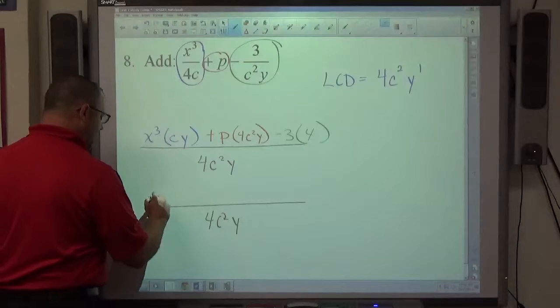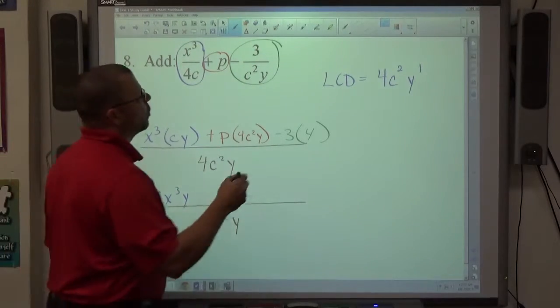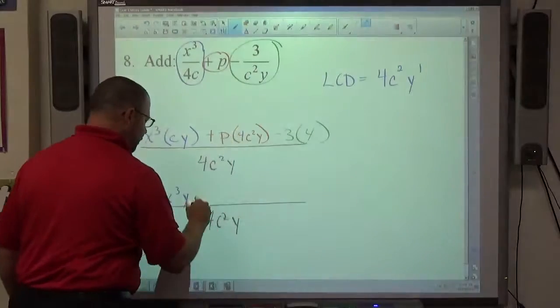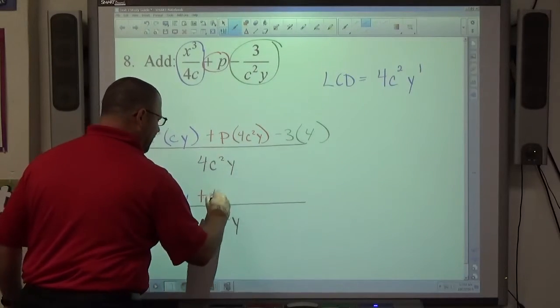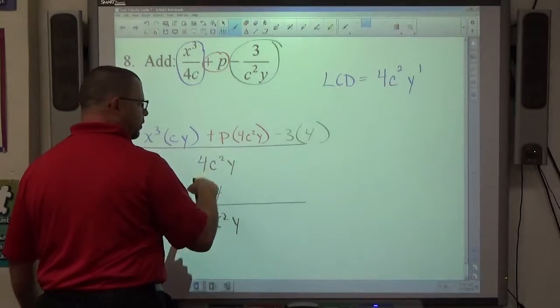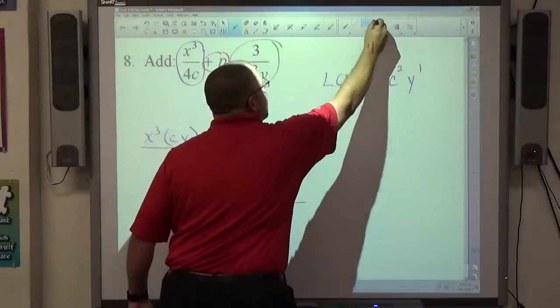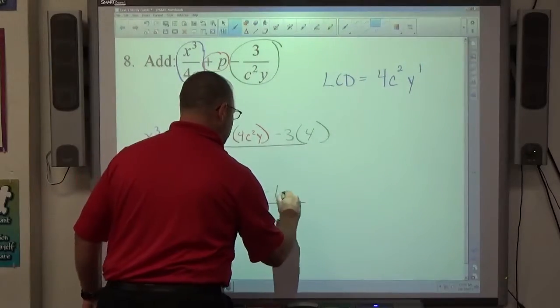x cubed times cy makes c x cubed y. Alphabetical order is what I like. If you can put it in whatever order, it doesn't matter. For this one, if there's a number I'd like that in front, the letter order doesn't matter to me. But make sure the 4 goes in front. And then 4c squared py is what will be on my paper. And then minus 3 times 4 makes minus 12.